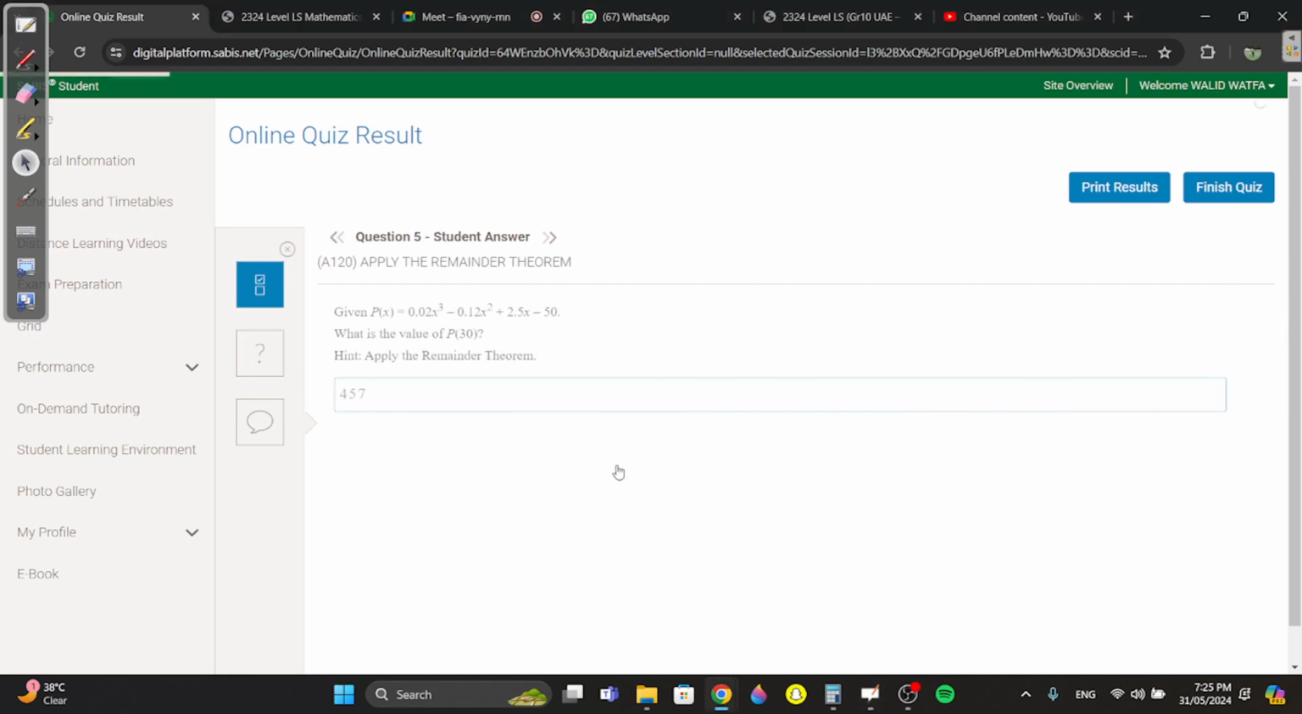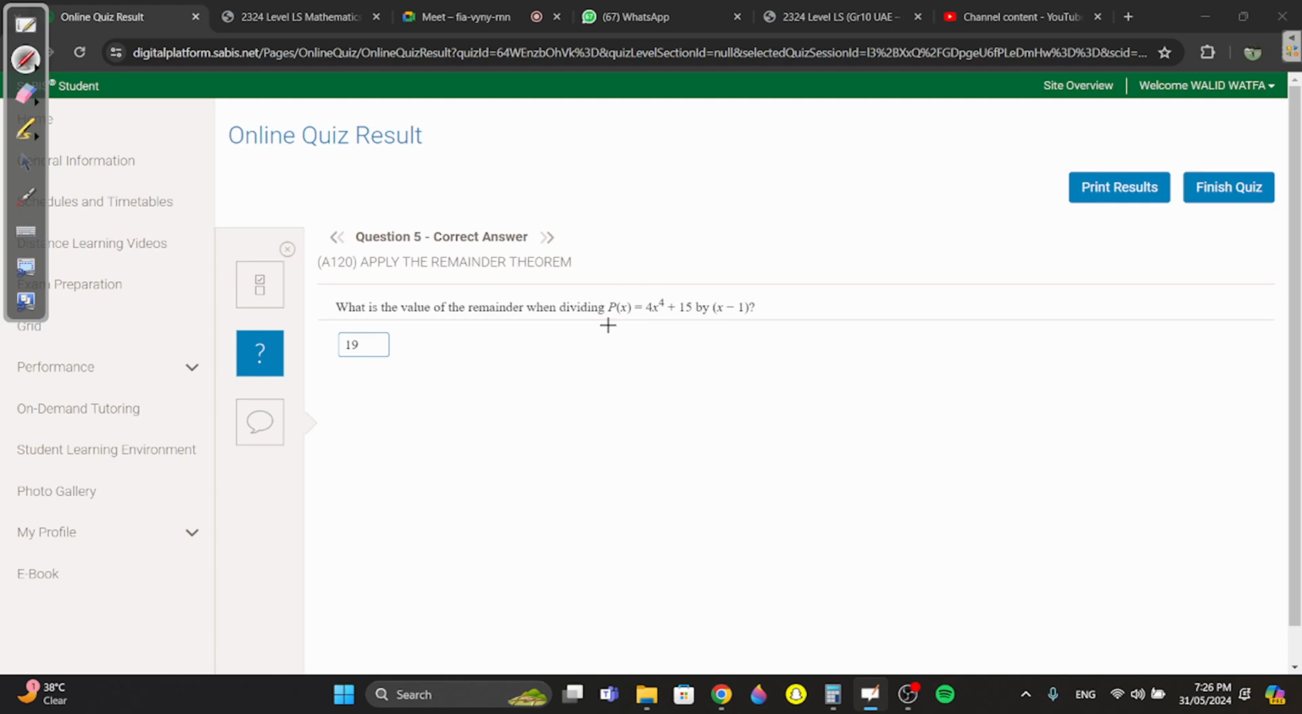Question 5. Question 5 is easy, it's calm. We just have to substitute 1 into this, very easy. 4 times 1 to the power of 4 plus 15. 1 to the power of 4 is 1, times 4 is 4, plus 15 is 19.